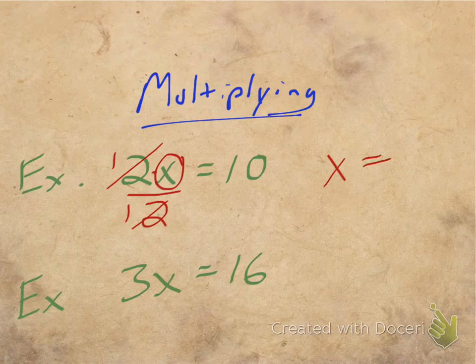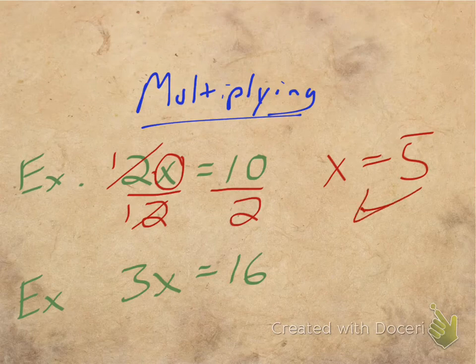So once I do that, I have to do it to this side, so I divide 10 by 2 and I get 5. Check it out. 2 times 5 is 10. Works out. We're good. Now let's check down here. Same thing. We're multiplying by 3. So I'm going to divide.